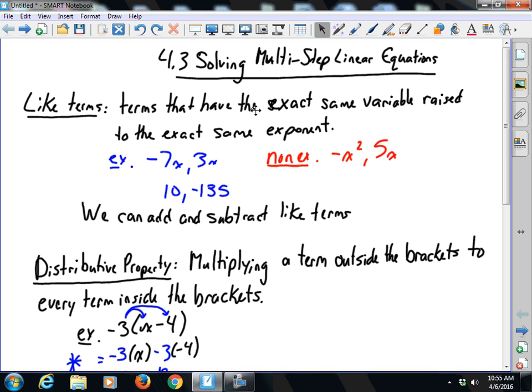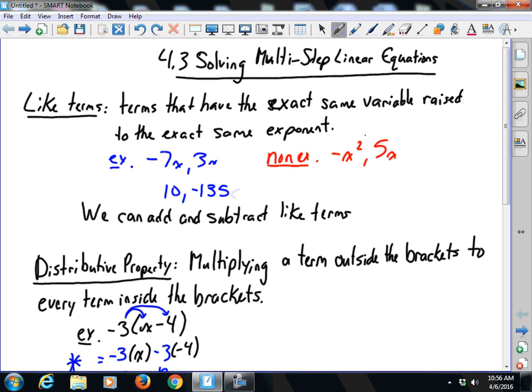Number one, like terms. Terms that have the exact same variable raised to the exact same exponent, or the terms that have the same variable and exponent value. The examples I have here are, you see that we have a negative 7x and a 3x here. They both have the same variable of x, and they both have the same exponent value of 1. Here, you have two numbers, 10 and negative 135. Those are like terms because they're both numbers.